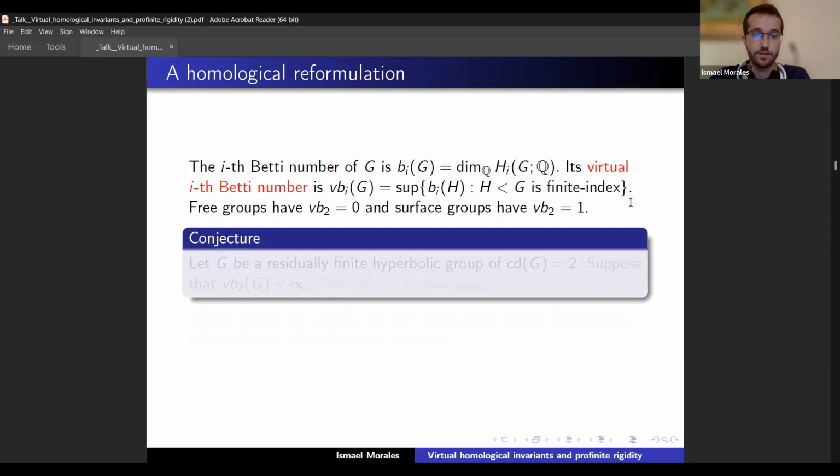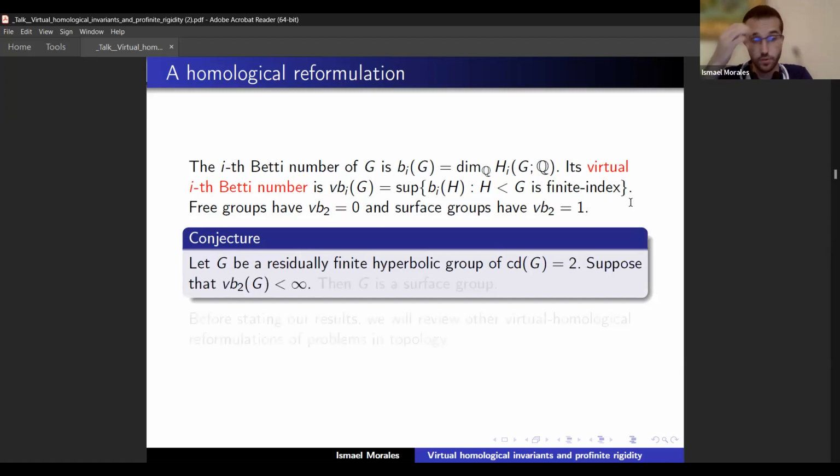And this is what our conjecture, probably too ambitious, is going to try to reflect. The conjecture is the following: let G be a residually finite hyperbolic group of homological dimension 2, and suppose that the virtual second Betti number is finite. Then the claim is that G is a surface group.